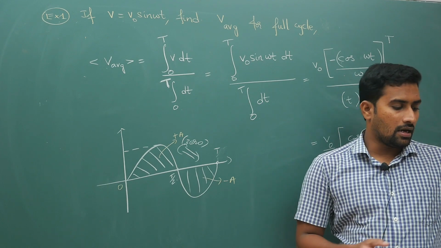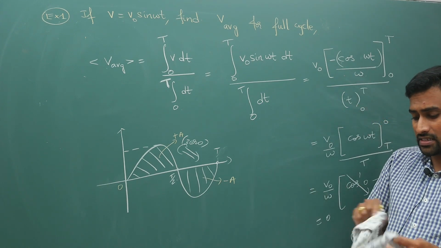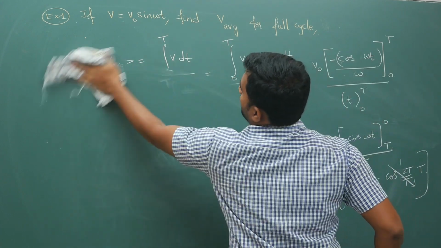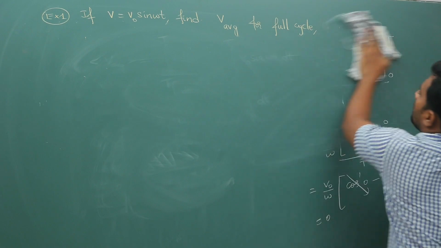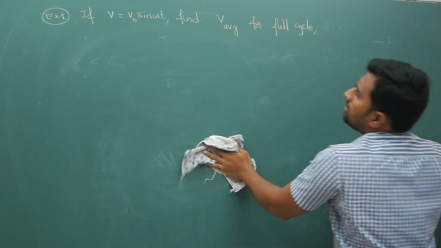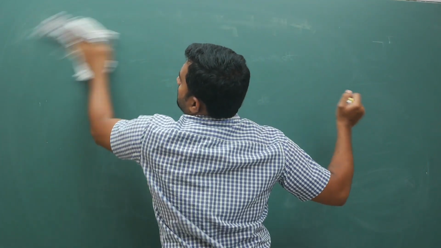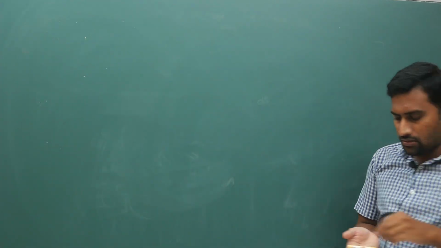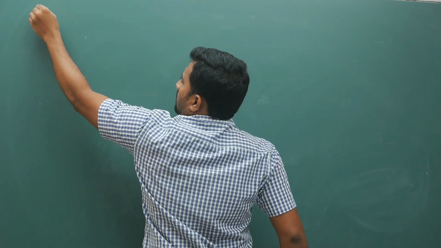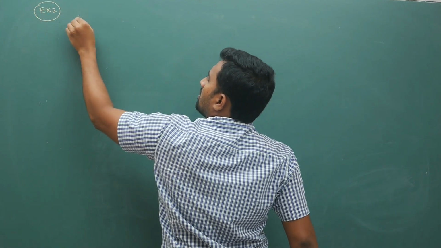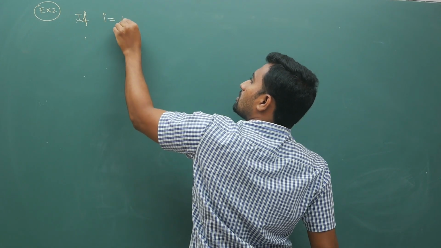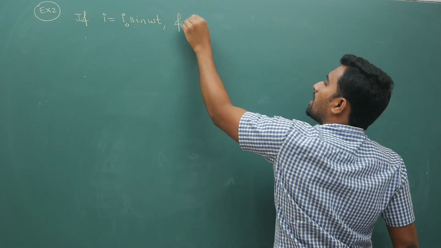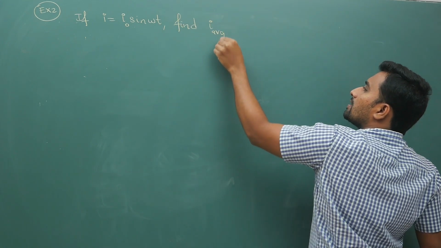Right. Now next, let us continue further. Now for half cycle let us try to calculate the current value. For half cycle, the second example: let us say I is equal to I naught sin omega t, find I average for half cycle.